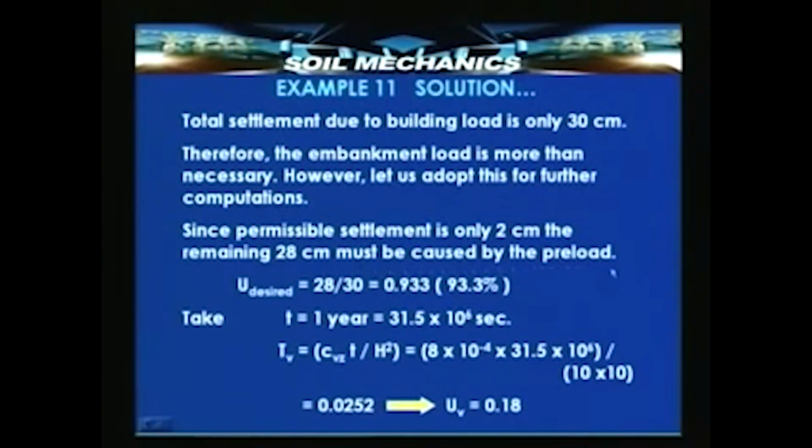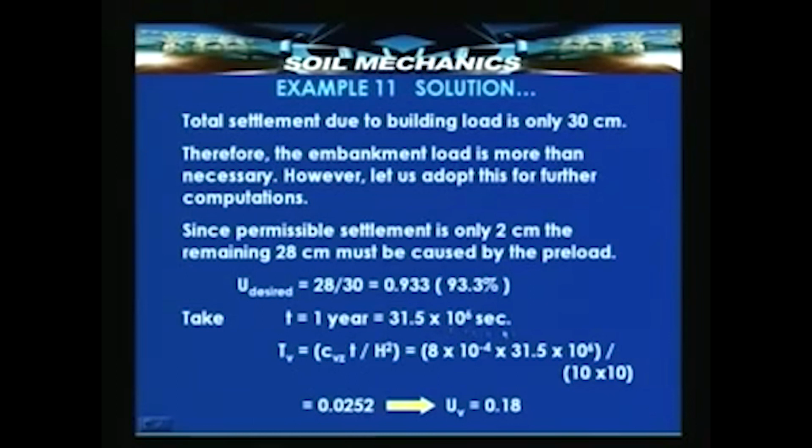Now, out of this 30, 28 must be caused by the preload, and 2 can take place during the lifetime of the structure itself. So, the total degree of consolidation required is 28 by 30, that is 93.3%. So, 93.3% of the settlement should take place with the help of the preload. We need to determine the duration required to achieve 93.3% consolidation.